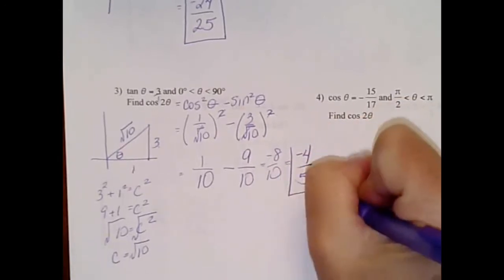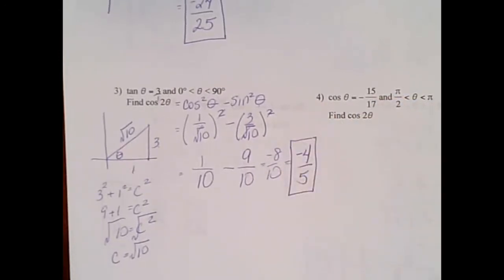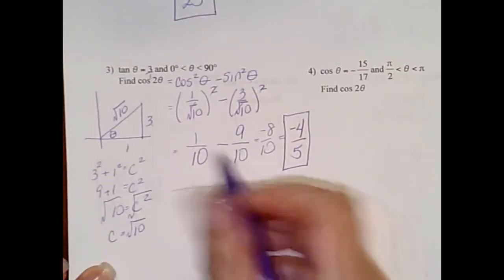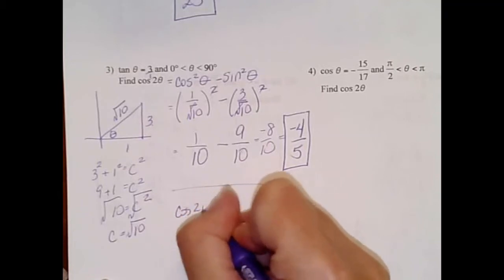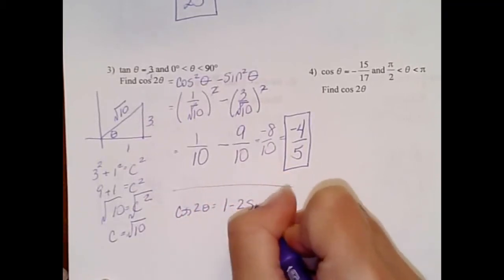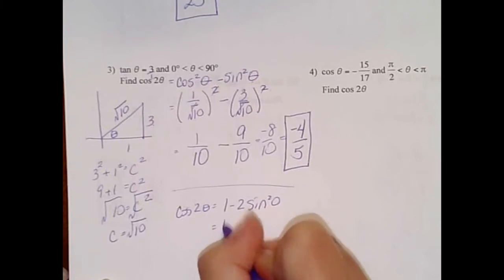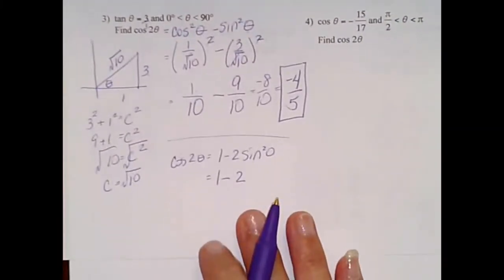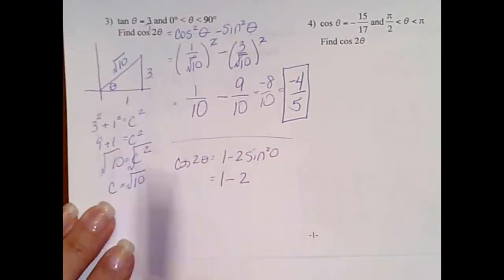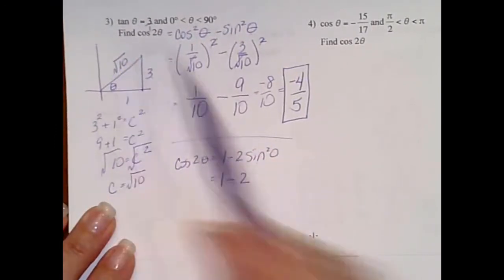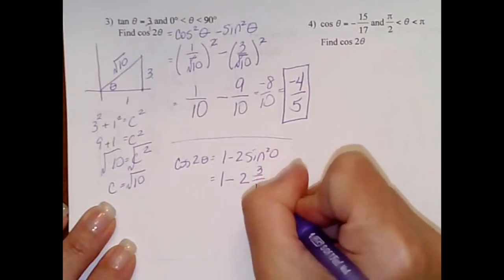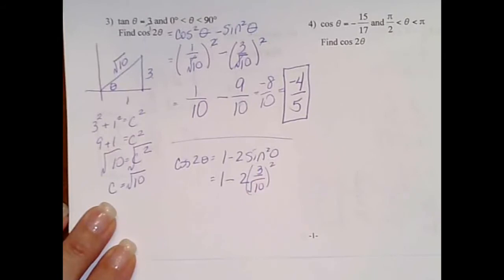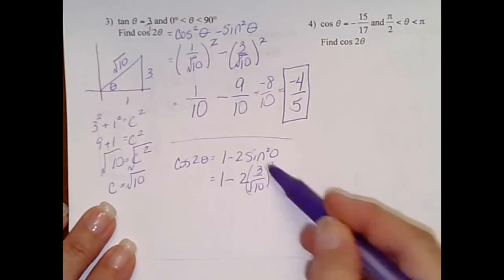You know what? I have space here. Let's do one more, just because we can. So let's do cosine 2 theta is equal to 1 minus 2 sine squared theta. 1 minus 2 times sine squared theta means, hey, find sine theta and square it. So I'm going to come over here, and sine is going to be opposite over hypotenuse, so that's going to be 3/radical 10. And I'm only squaring the fraction, whatever sine theta is, and then I'm going to double it.